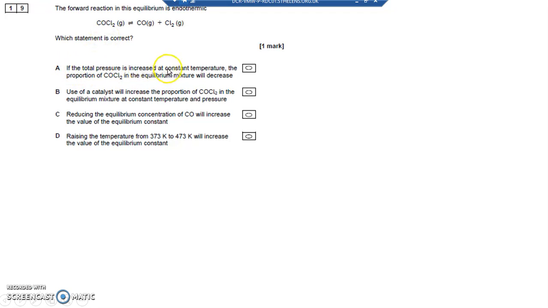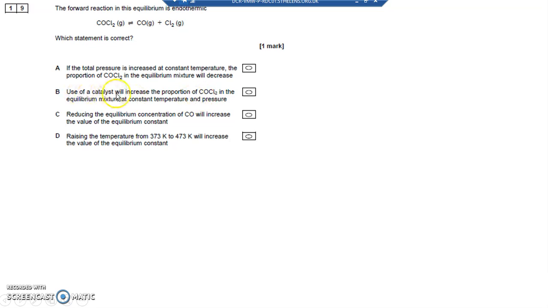If the total pressure is increased at a constant temperature, the proportion of COCl2 in the equilibrium mixture will increase. By Le Chatelier's principle, if you increase the pressure, it will try and lower the pressure by lowering the volume, taking 2 moles of gas on the right down into 1 on the left. So the equilibrium would shift to the left-hand side.